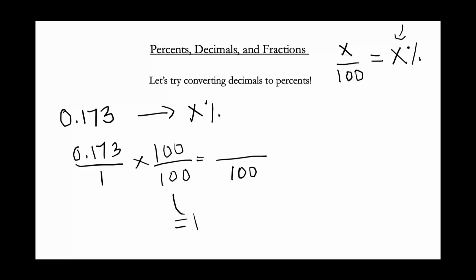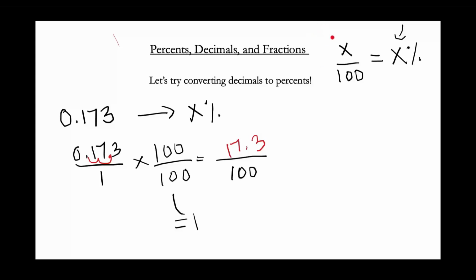So let's multiply now 0.173 times 100. Now to multiply any number by 100, all we need to do is take the decimal point and move it 2 places to the right. So here's our decimal point. We move it once to the right to multiply by 10, and we move it once more to the right to multiply by 100. We see now that our decimal is between the 7 and the 3. So 0.173 times 100 is 17.3.